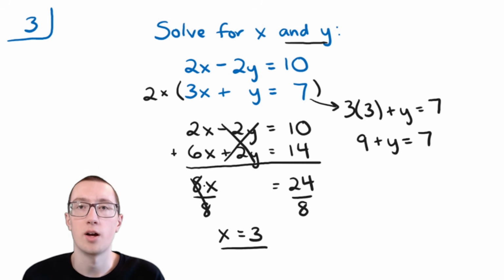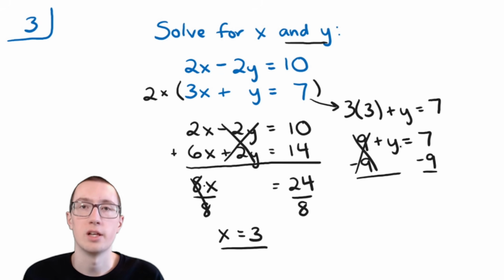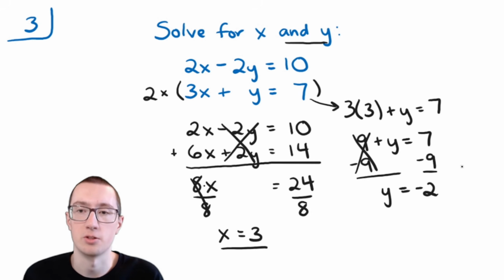And now we just need to get y by itself. So 9 is being added to y. So to get rid of it, we need to do the opposite of addition, which is subtraction. So we will subtract 9 from both sides. These cancel out. And on this left side, we're just left with y equals, and then 7 minus 9. Well, think of this as dollars. We had $7 and we spent 9. So we have 2 less than before. So it's going to be minus 2. So there we go. Our final answer is x is equal to 3 and y is equal to minus 2.